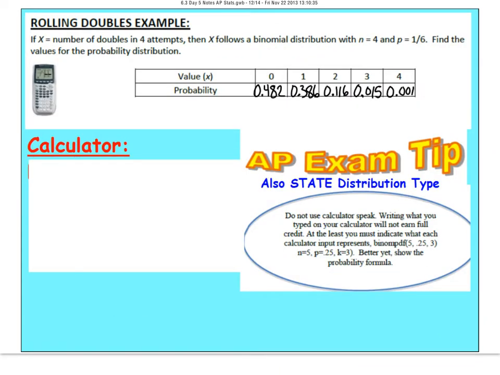Okay, let's do this again. We are looking at the doubles in 4 attempts with the same parameters.